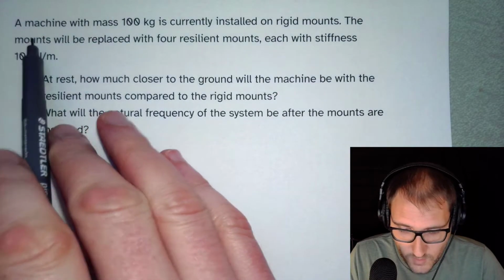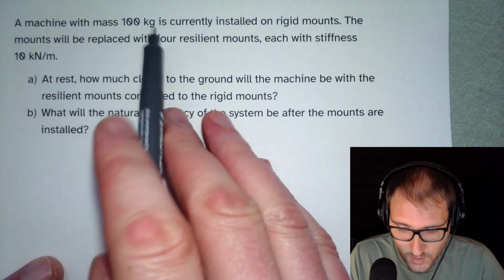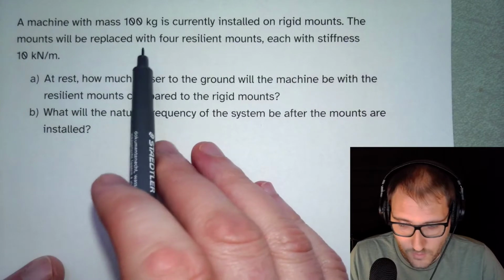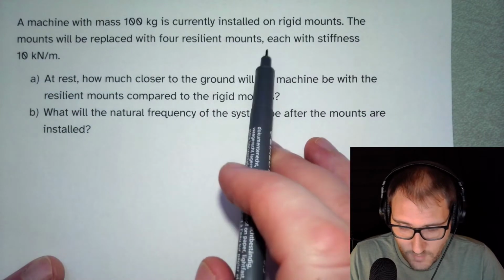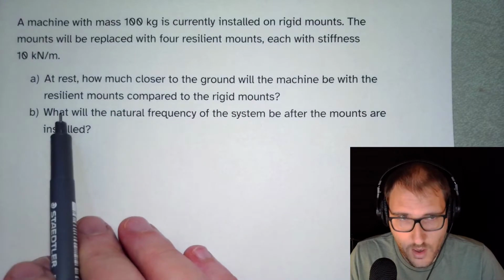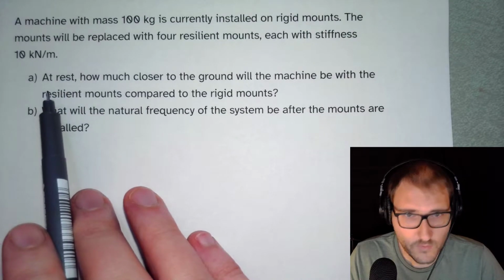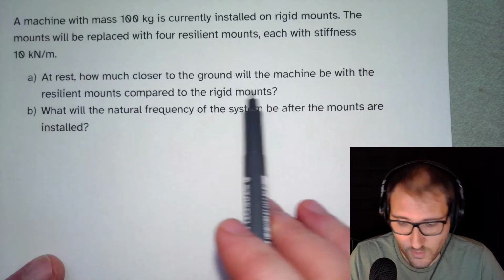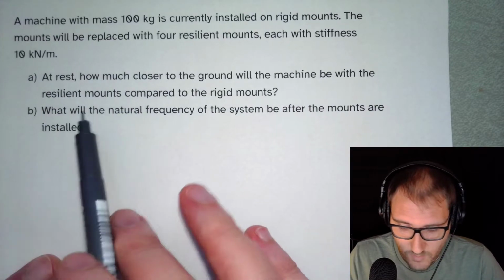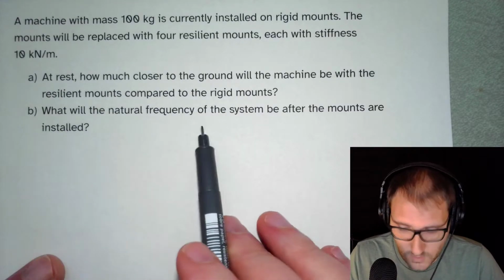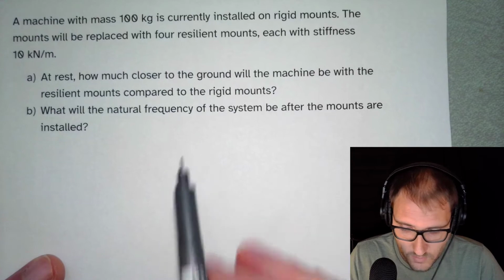So we have a machine that has a mass of 100 kilograms, is currently installed on rigid mounts. The mounts will be replaced by 4 resilient mounts, and each of those has a stiffness of 10 kilonewtons per meter. We want to know a couple things. First is, at rest, how much closer to the ground will the machine be with the resilient mounts compared to the rigid mounts? And then we also want to know what the natural frequency of the system will be after the resilient mounts are installed.